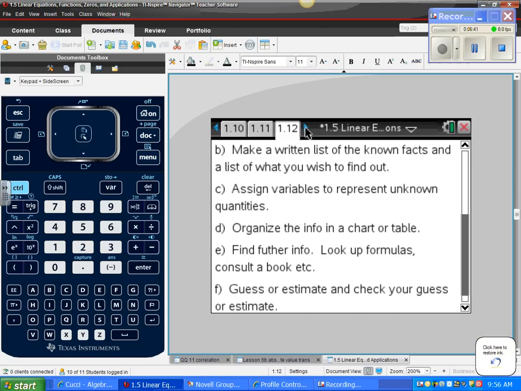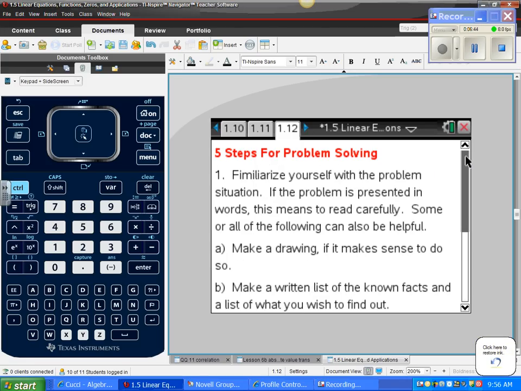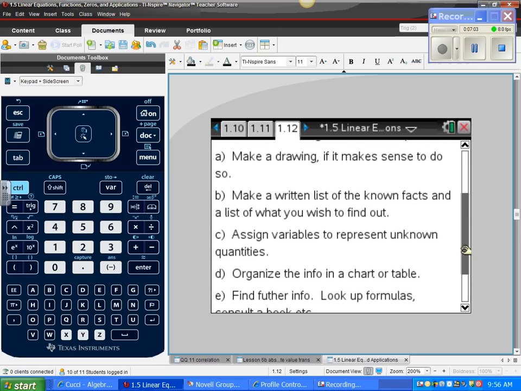All right, so we have 5 steps for problem solving. Your first step is to familiarize yourself with the problem and situation. You want to make sure that you read it carefully. If the problem is presented in words, you really do have to read it more than once. Some or all of the following can be helpful. Make a picture. It's a really good idea to make a picture.